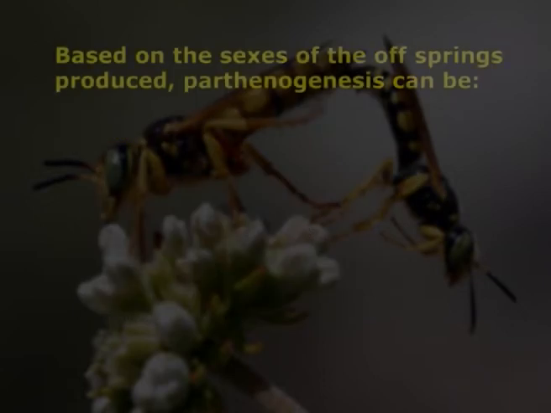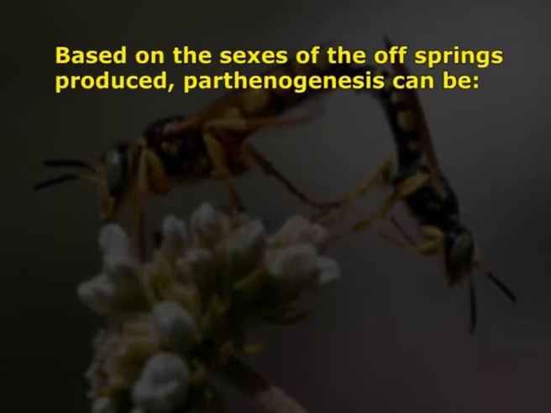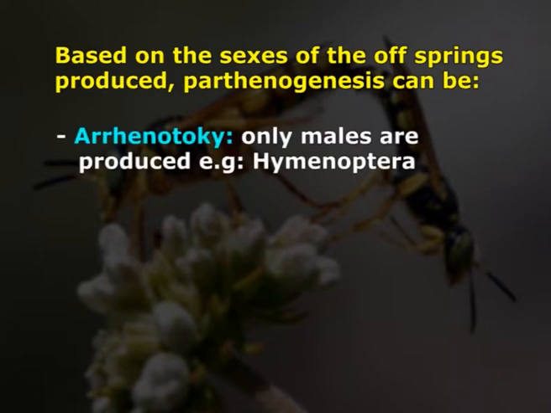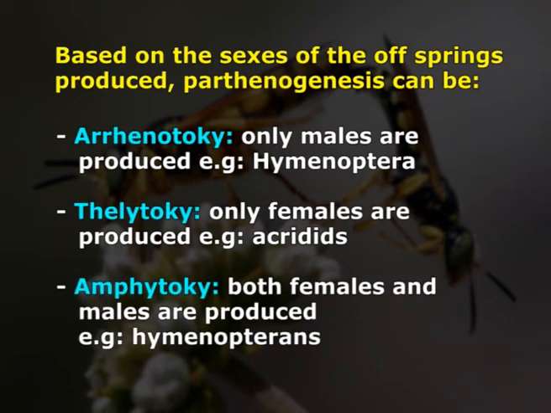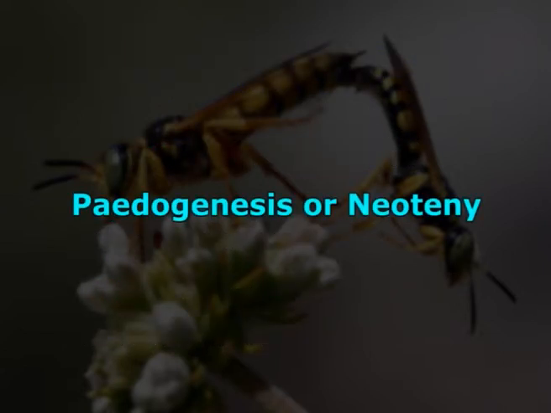Based on the sexes of the offspring produced, parthenogenesis can be arrhenotoky, only males are produced as in Hymenoptera; thelytoky, only females are produced as in acridids; amphitoky, both females and males are produced as in hymenopterans.